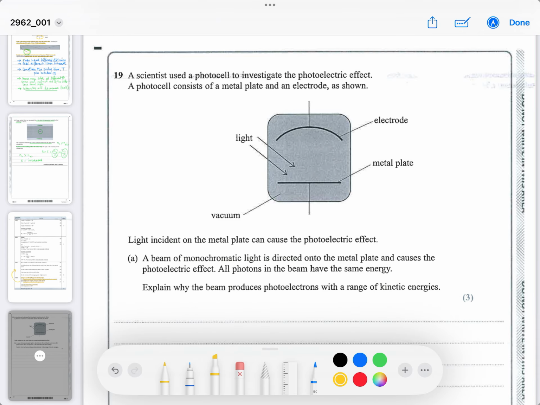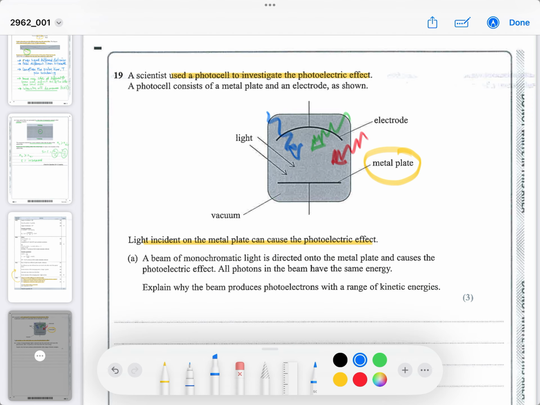Question 19. So question 19 is about the photoelectric effect. So the scientists used a photocell to investigate the photoelectric effect. So here you've got the metal plate, and light incident on the metal plate causes a photoelectric effect. So if you have light coming in, say, a photon of red light, and a photon of green light, and a photon of blue light.